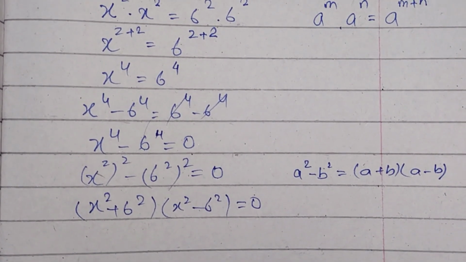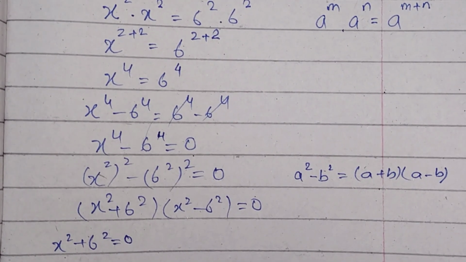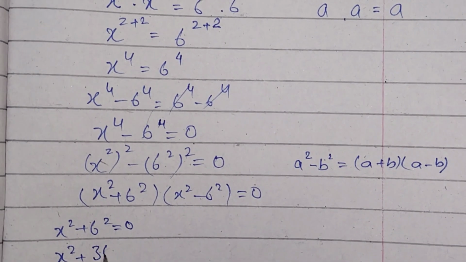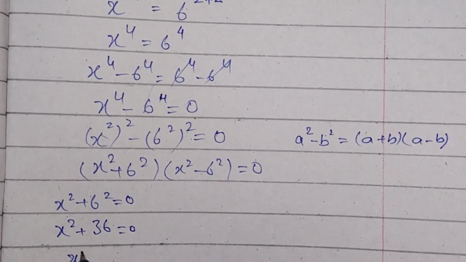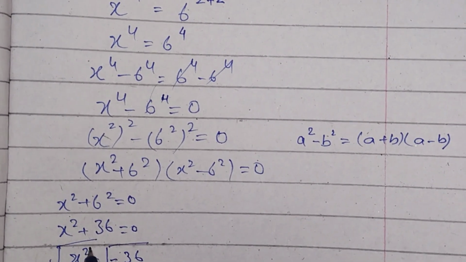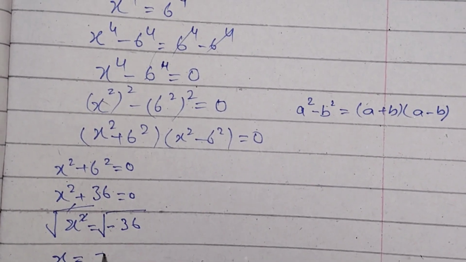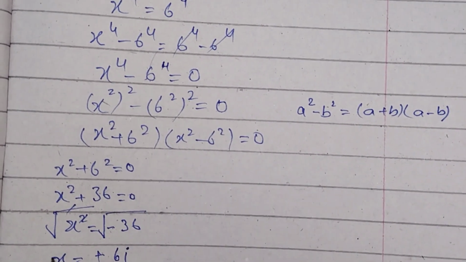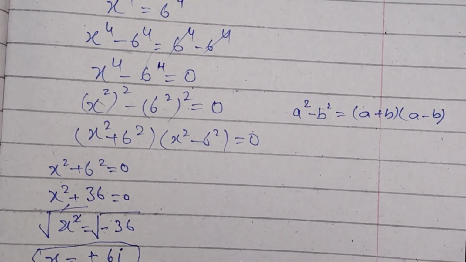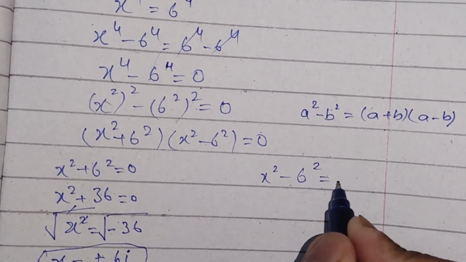So we have two factors. We will first take x square plus 6 square equals 0. It will be x square plus 36 equals 0, or x square equals minus 36. We take square root on both sides, square cancels with square root. We are left with x equals plus minus 6 iota, where iota is under root minus 1 and under root of 36 is 6. Now we'll take this factor, x square minus 6 square equals 0.